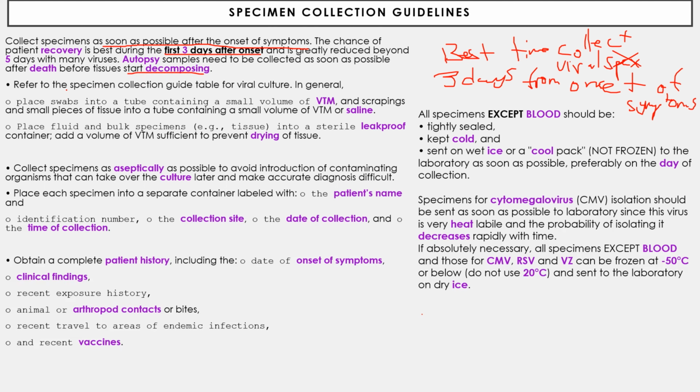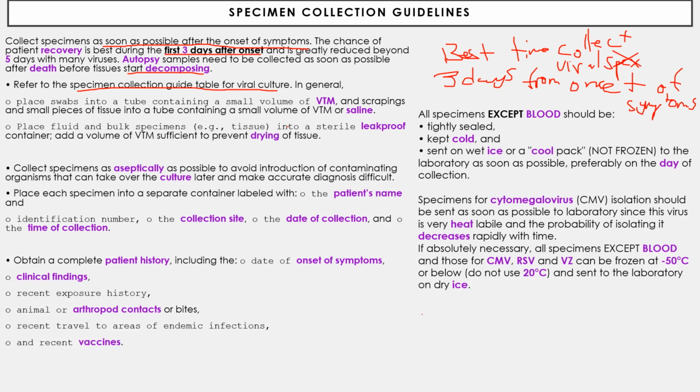Now, in your handouts, class, there is a specimen collection guide table. Later, we will go to that slide. Now, place swabs into a tube containing a small volume of VTM, and scrapings and small pieces of tissue in a tube also containing VTM or saline. So, for swabs, class, sa VTM nyo siya ilalagay. For scrapings and small pieces of tissue, pwedeng sa VTM or sa saline.